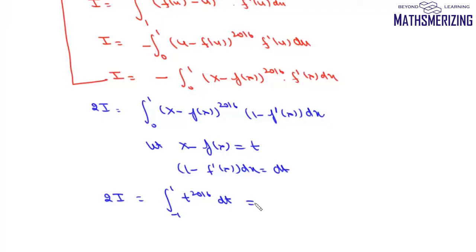Now we'll solve this integral. We'll get t to the power 2017 upon 2017, and if we put the limits, we'll get 2 upon 2017. So the value of this integral will be simply 1 upon 2017, and that is the answer to this question.